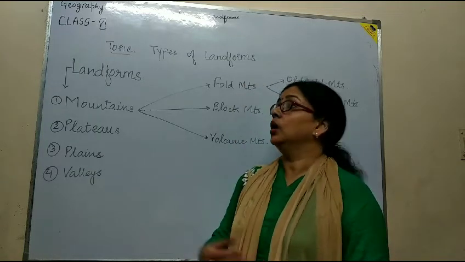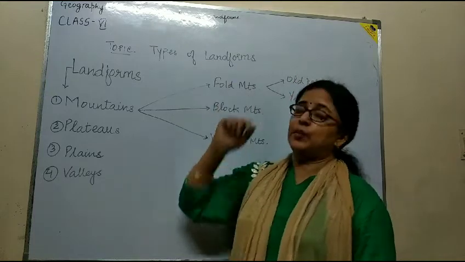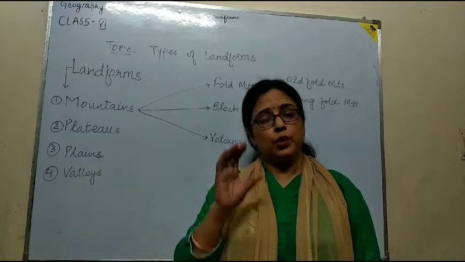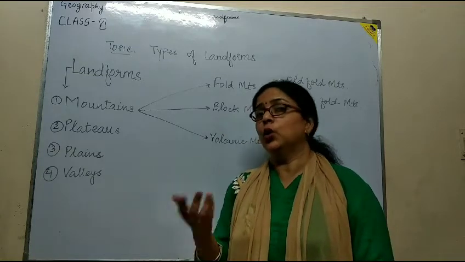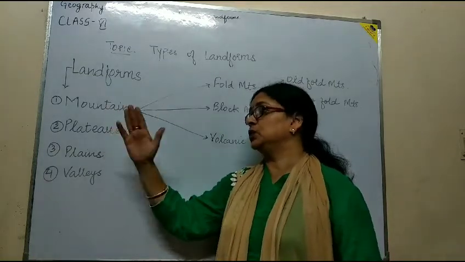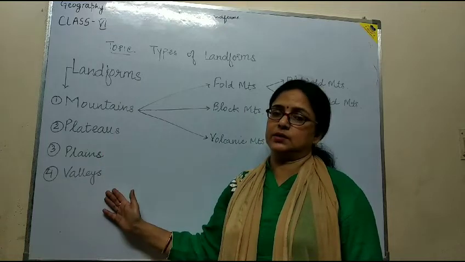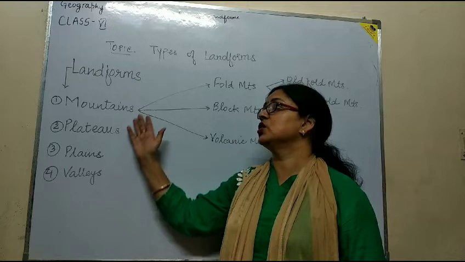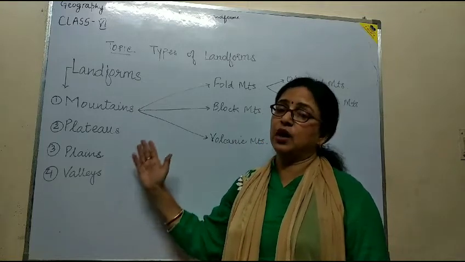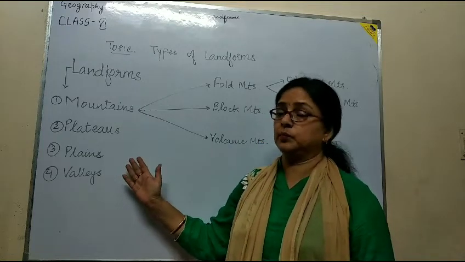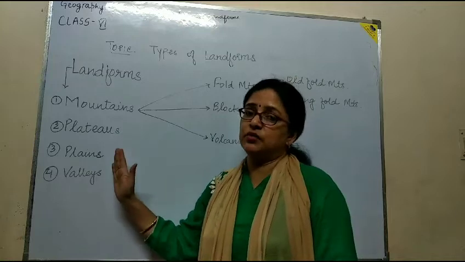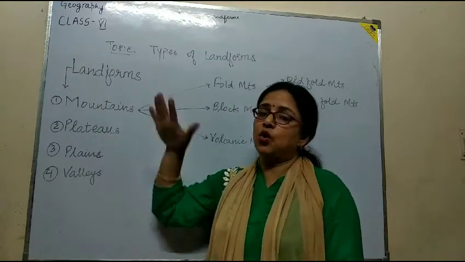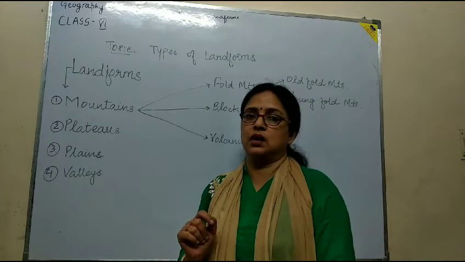Now, when we discuss the types of landforms, they can be grouped broadly into mountains, plateaus, plains, and valleys. These are the different features or landforms that we find on the earth's surface. Let's discuss each of them one by one. First one is mountains. What are mountains?